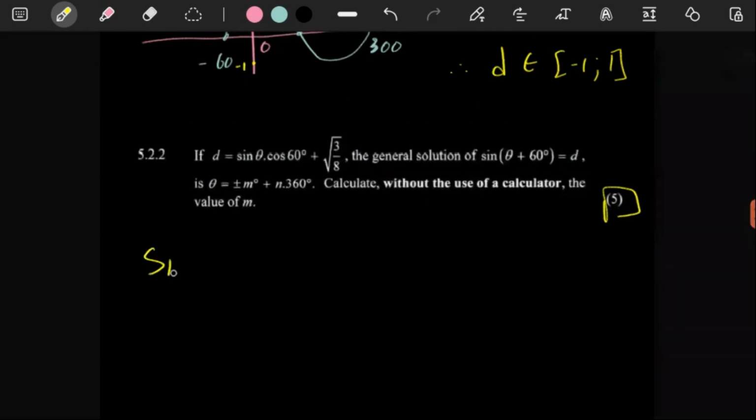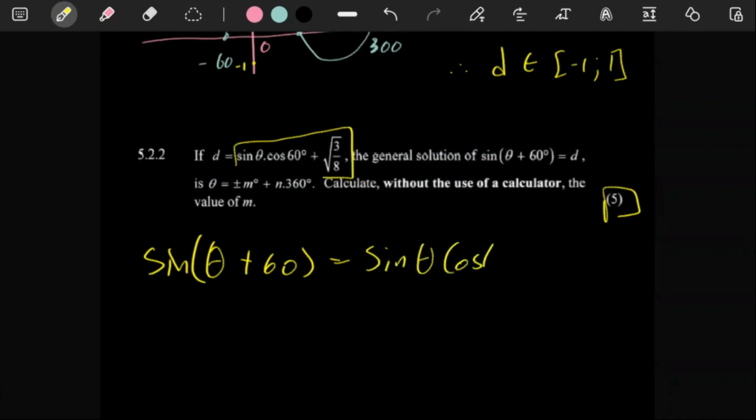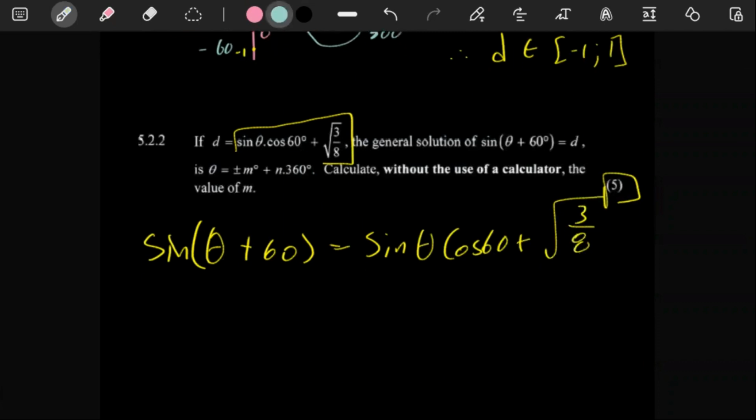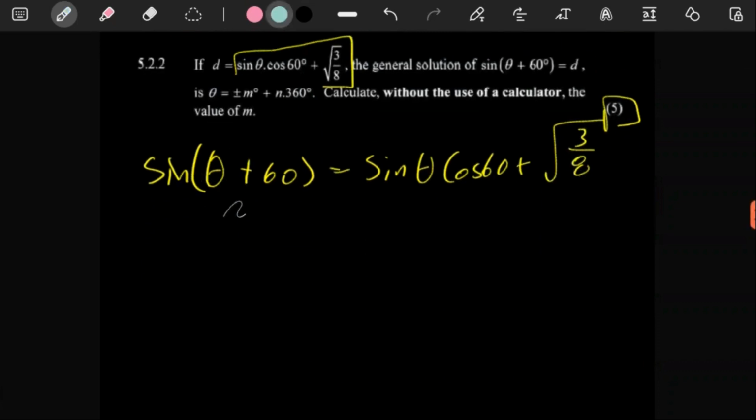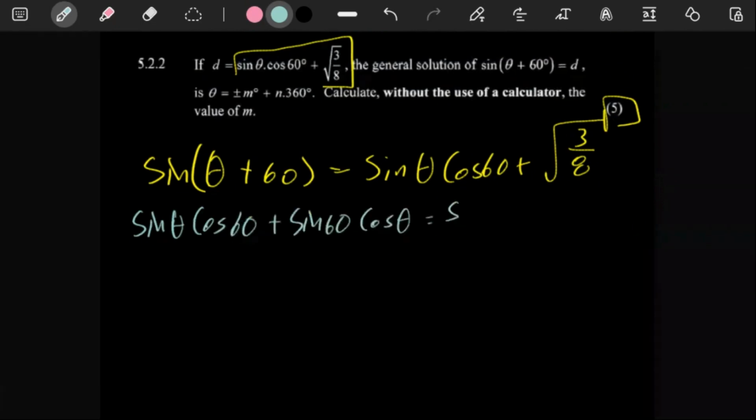So here it says that sine of theta plus 60, without overthinking it, is equal to d. But then they gave us d as this value, so let's just throw it in there: sine theta cos 60 plus square root of 3 over 8. On the left, we can do some double angle stuff. So sine of a plus, you're going to have sine of the angle, then cos 60, plus sine 60 and then cos theta. This is equal to sine theta cos 60 plus square root of 3 over 8. That's what they gave us.